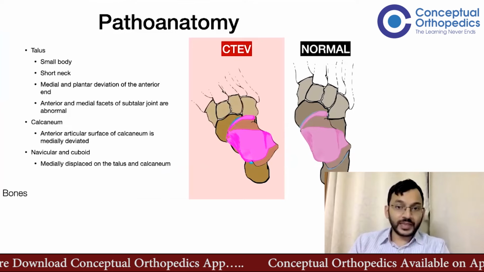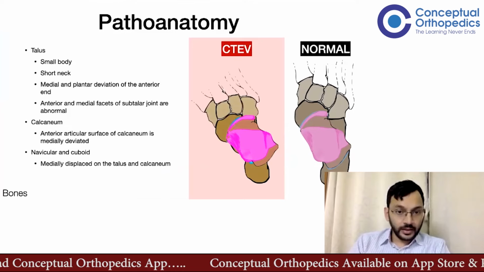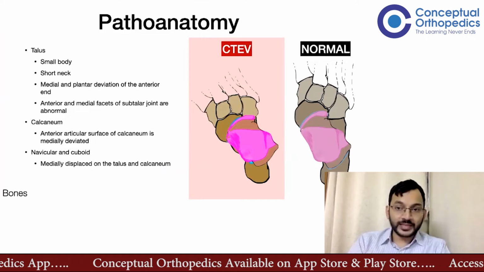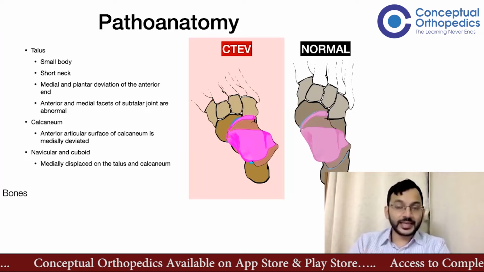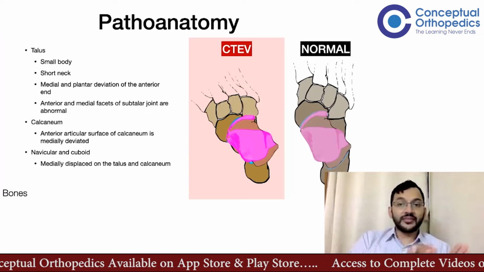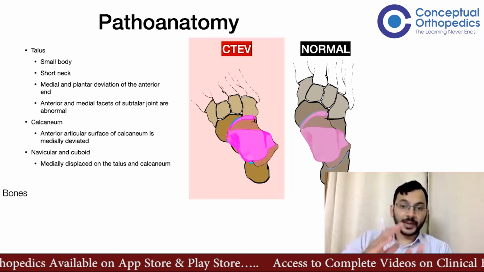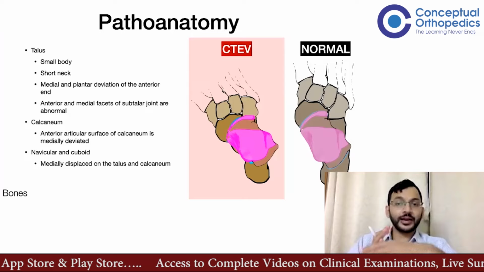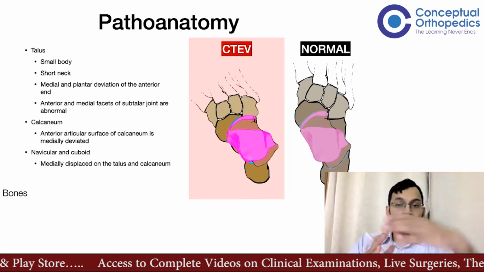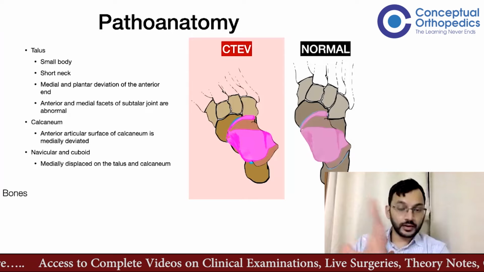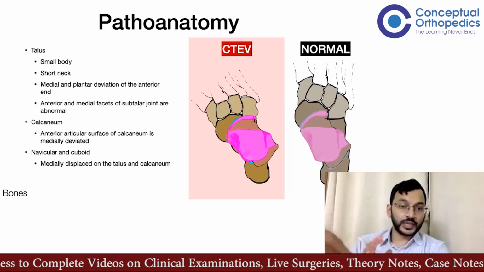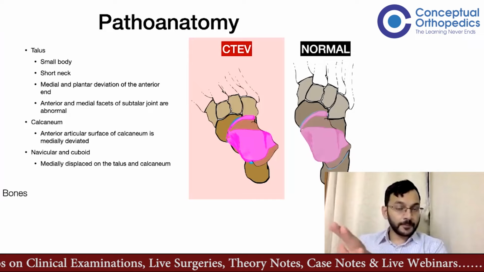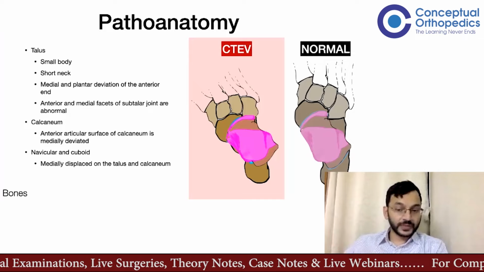Then you have the navicular and the cuboid. Both of them are medially displaced on the talus and the calcaneum. For comparison, on your right hand side, you have the CTEV foot, in which the talus is medially tilted, and the talonavicular as well as the calcaneocuboid joints are medially dislocated or subluxated on the talus. So these are the primary problems of CTEV with respect to bones.